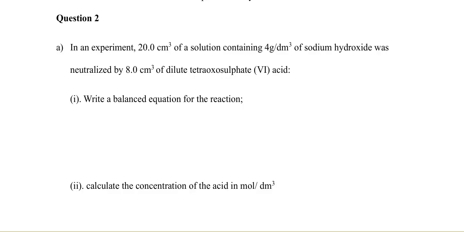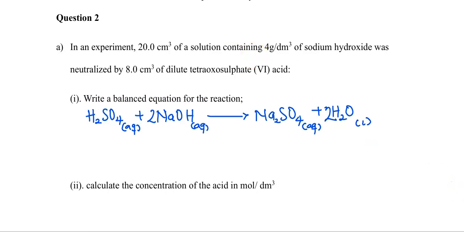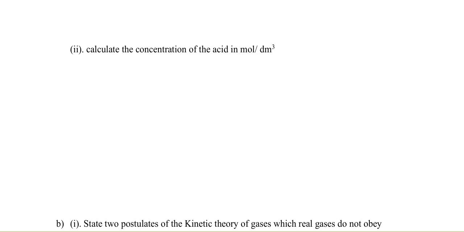So the reaction is between H2SO4 plus NaOH. The product will be a salt, Na2SO4, and water. To balance this chemical equation, we put 2 here, we also put 2 here. You can also put the states: this in aqueous state, this in aqueous state, this in aqueous state, and this water in liquid state.